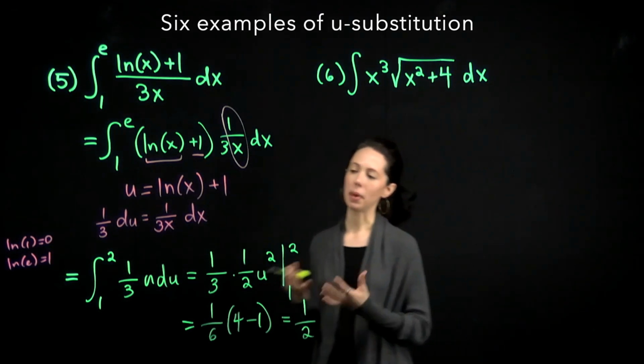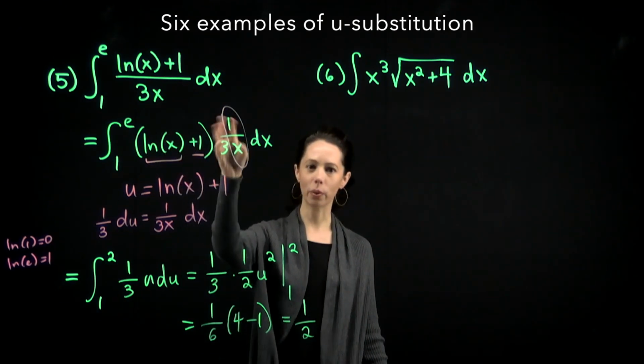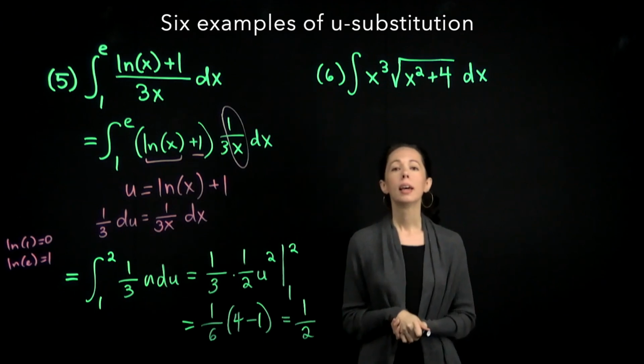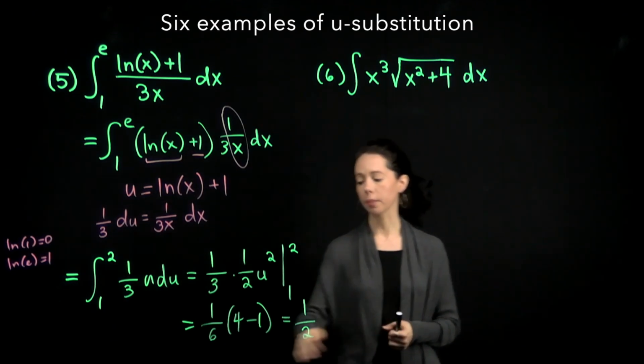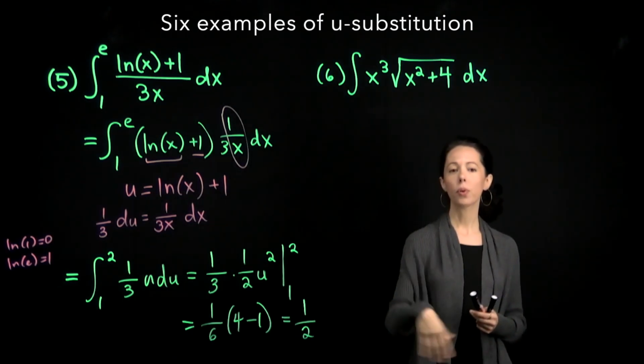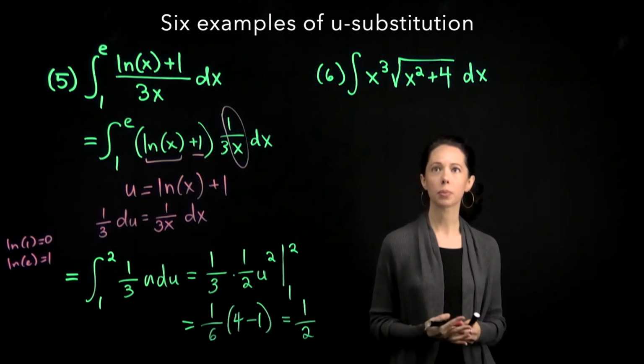So here, the main message was, when you see natural log, you see 1 over x, u substitution might be the correct approach. Let's finish with number 6 now, which is pretty challenging. This is one where if you've never seen this kind of integral before, you might not recognize how to solve it as a u substitution problem.